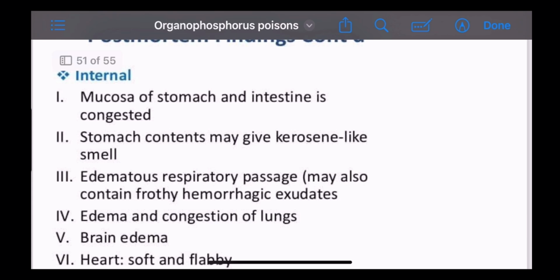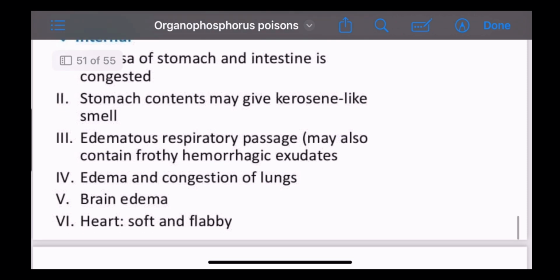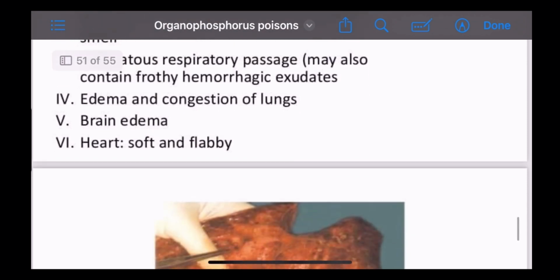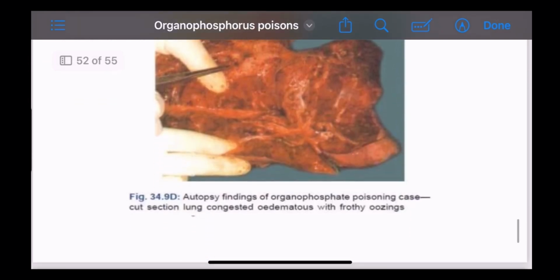Mucosa of the stomach and intestine is congested. Stomach contents may give a kerosene-like smell. The edematous respiratory passage may also contain frothy hemorrhagic exudate. Edema and congestion of lungs, brain edema, and the heart will be soft and flabby. This is the autopsy finding.